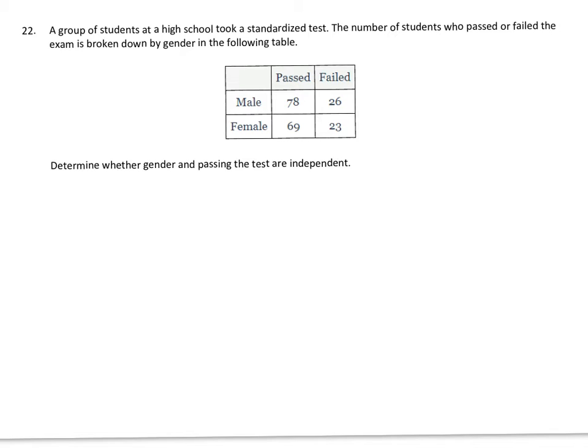Okay, so in number 22, they give us some information here and says determine whether gender and passing the test are independent. Okay, so this column represents pass the test, so I'm going to call that P. And then when it says gender, you could pick either one. You could pick males or females. You'll get the same answer either way. So I'm going to pick males. But you may want to make a note that in order to determine this, you can pick either gender.